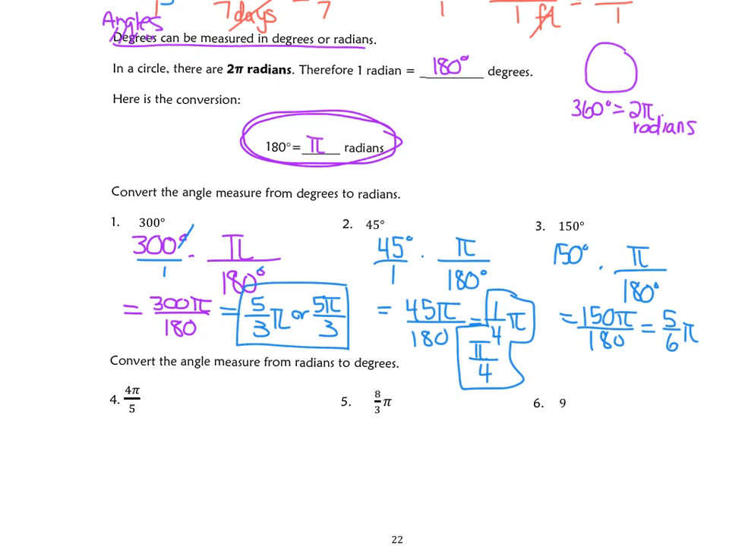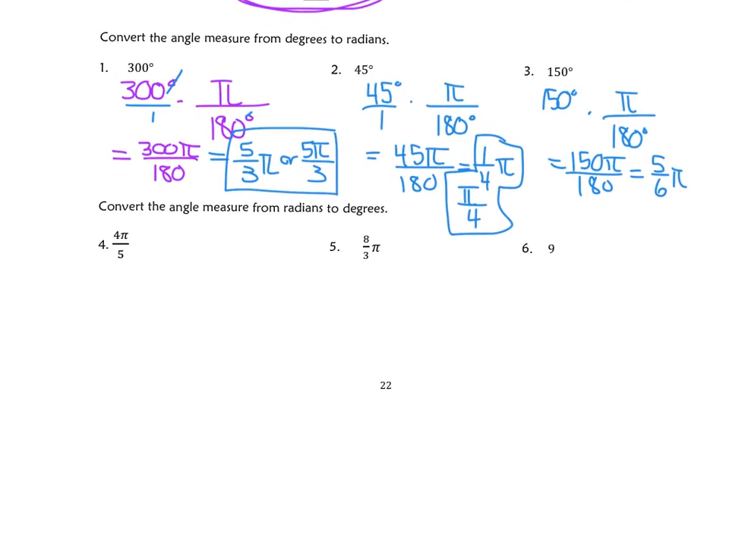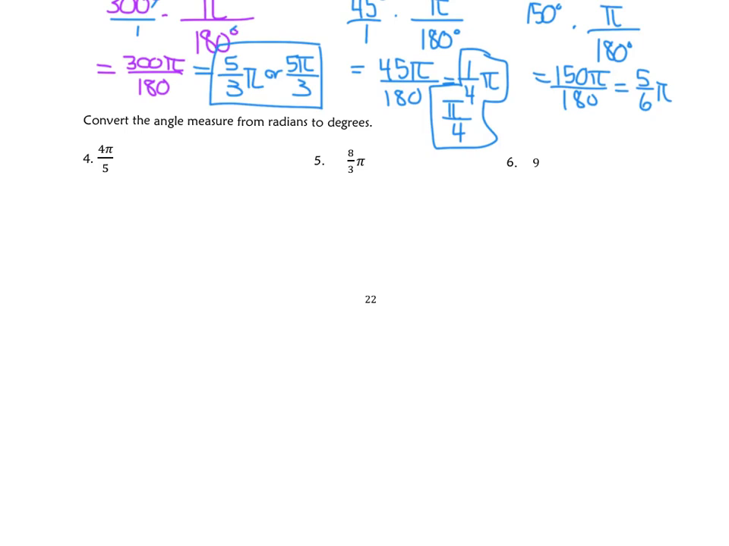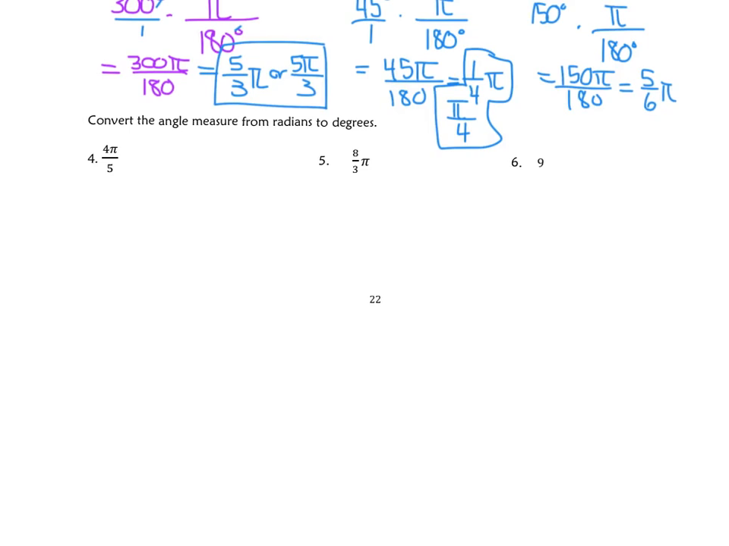Okay, so this next section now, instead of going from degrees to radians, we're going to go radians to degrees. And this is exactly the same type of idea. Just like I could go from feet to inches, I could go inches to feet. I just have to be careful of where I put which unit of the angle.